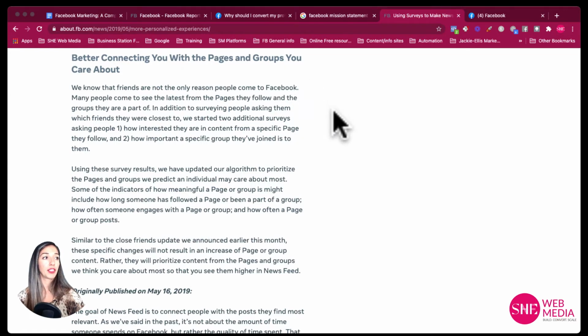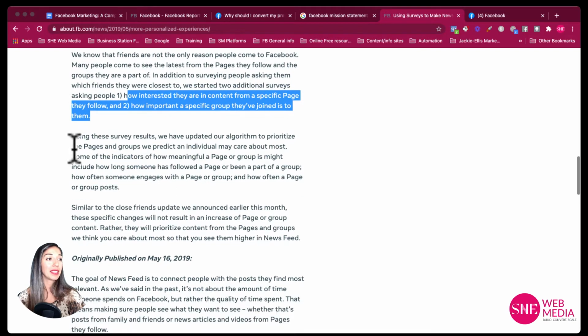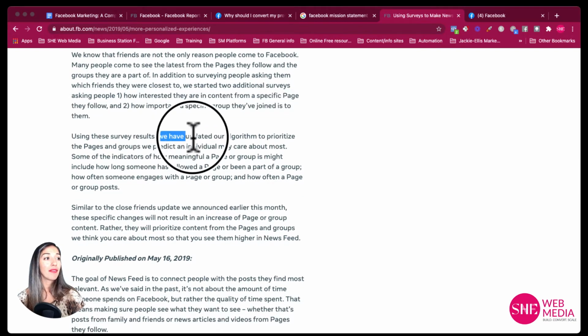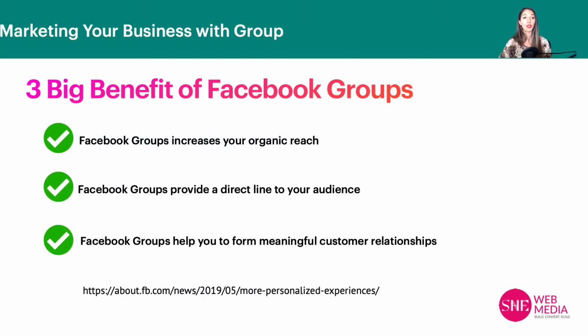So they obviously ran a survey asking people how interested they are in the content of a specific page they follow and how important a specific group they've joined is to them. Based on the results, they have updated their algorithm to prioritize the pages and groups we predict an individual may care about the most. So my friends, group is your best advantage for organic reach.